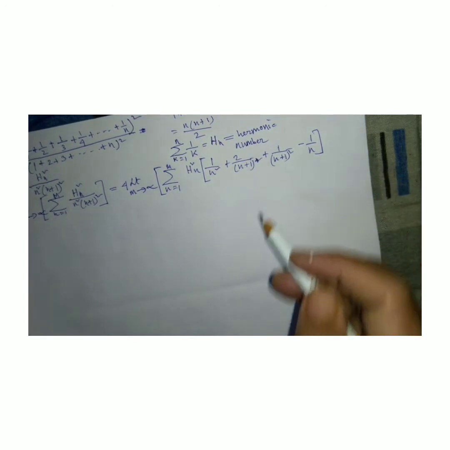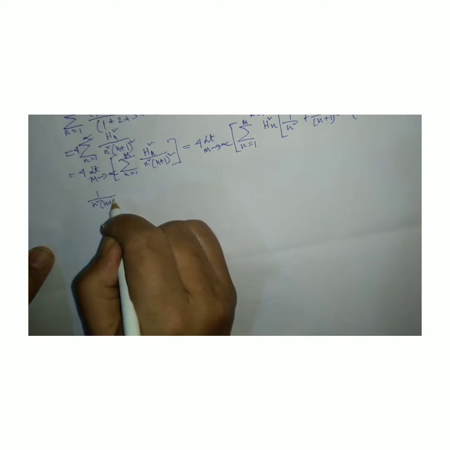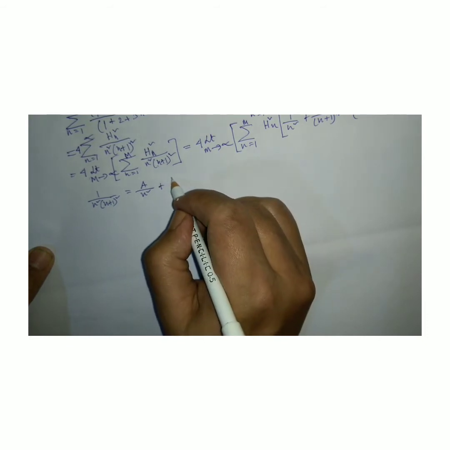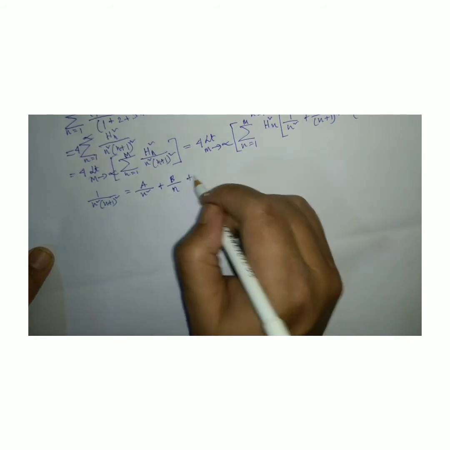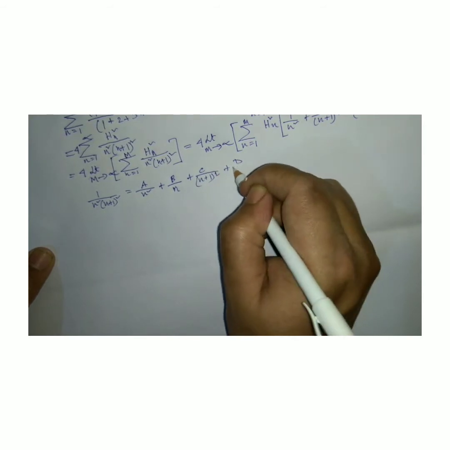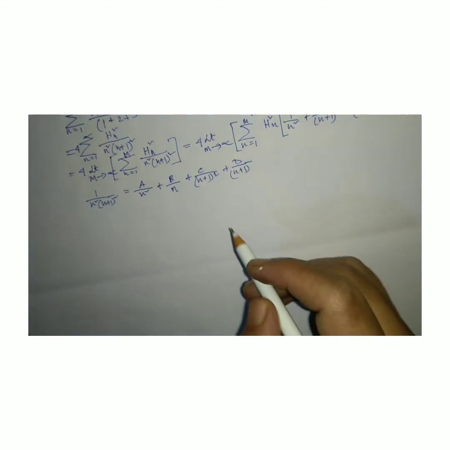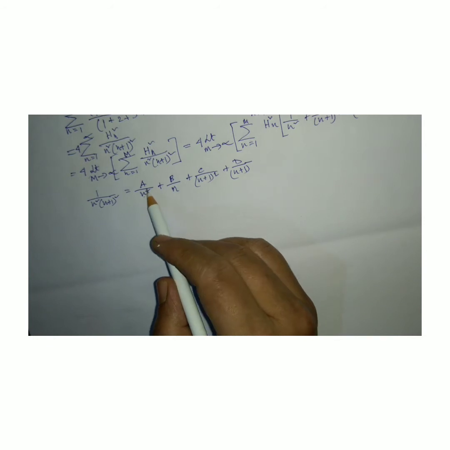Because it is a very similar class 11-12 concept. Okay friends, the 11-12 form concept means 1 by n square divided by n plus 1 whole square. I can write A divided by n square plus B divided by n, and C divided by n plus 1 whole square plus D divided by n plus 1. A divided by n square, when I see, then you will see the A value.